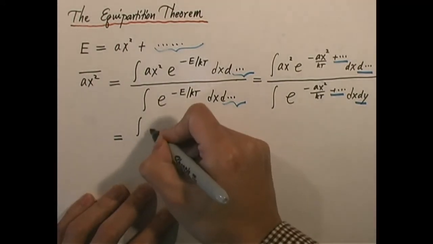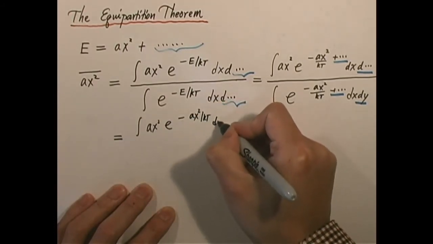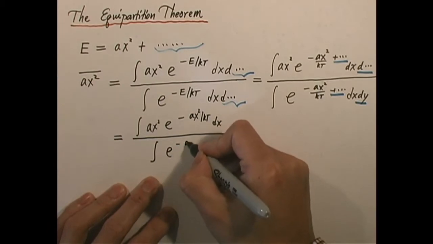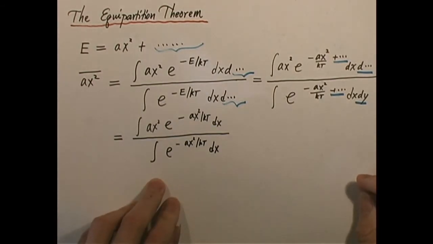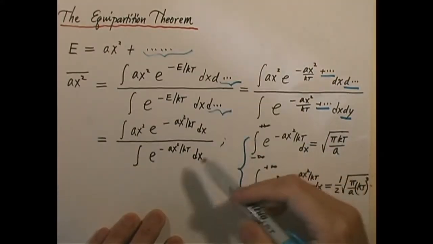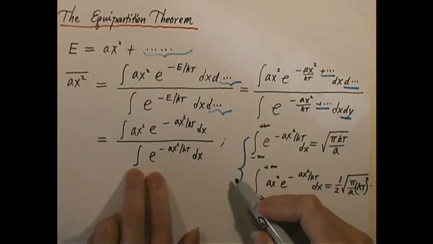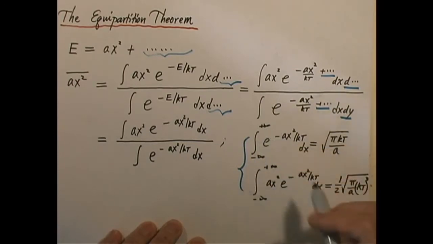And what do we have here? That is just the integral of ax squared e to the power negative ax squared over kT dx, divided by the integral of e to the power negative ax squared over kT dx. It is not that hard to evaluate these two integrals. Both are standard in mathematical physics, and here is the value for the numerator, and here's the value for the denominator. I have assumed that x can vary from negative to positive infinity. It doesn't really matter if x can only vary from 0 to positive infinity, for example. Then you're going to get an extra 1/2 here and 1/2 there, so they're going to cancel out.